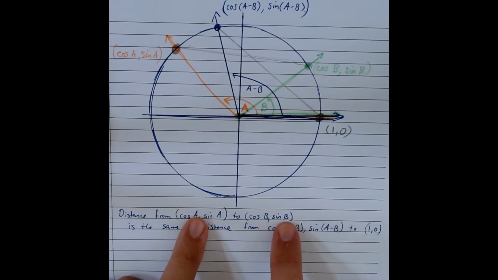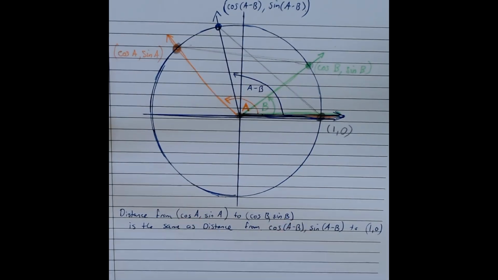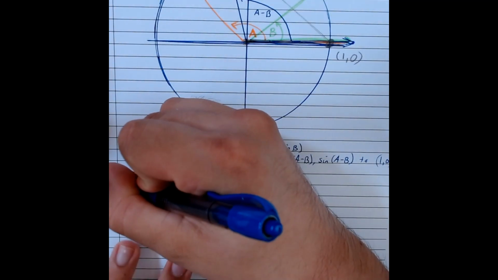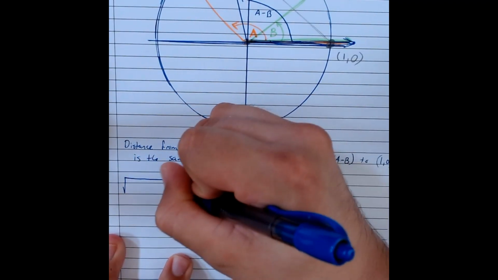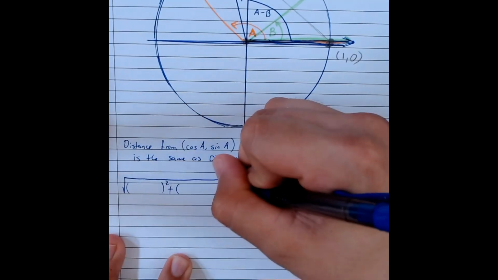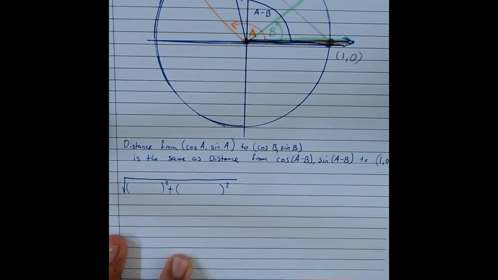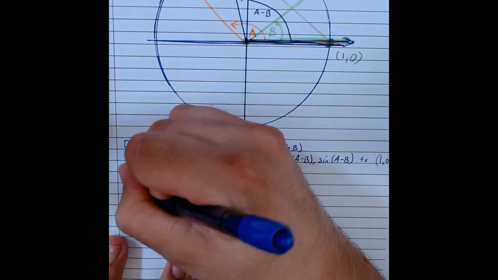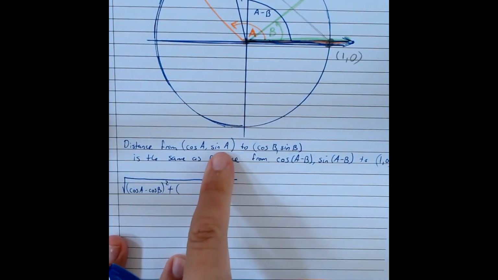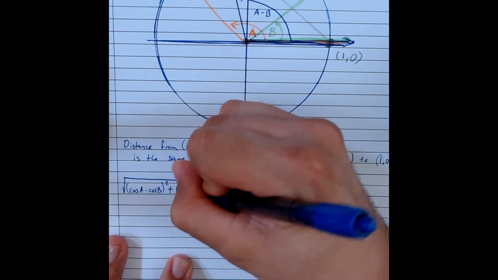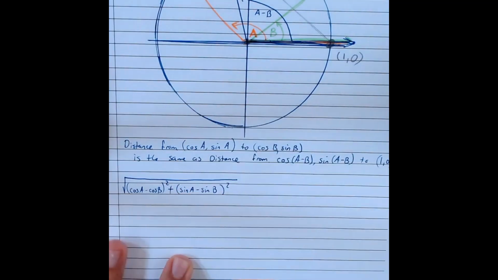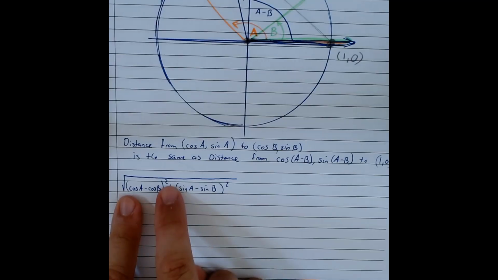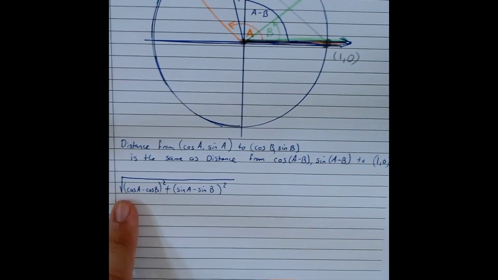After all, the distance between 2 points is something I could find all the way back in algebra. We use the distance formula. Here, the distance between 2 points is given by the square root of the sum of the squares of the differences between the corresponding coordinates. Or in other words, cosine A minus cosine B, and sine A minus sine B. So the distance between these two is going to be the square root of (cosine A minus cosine B) squared plus (sine A minus sine B) squared.